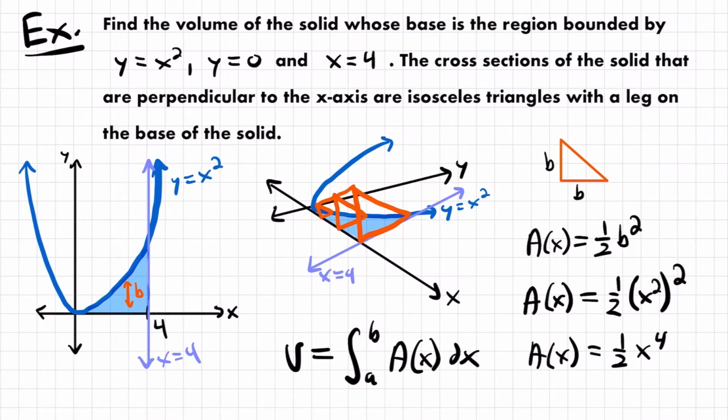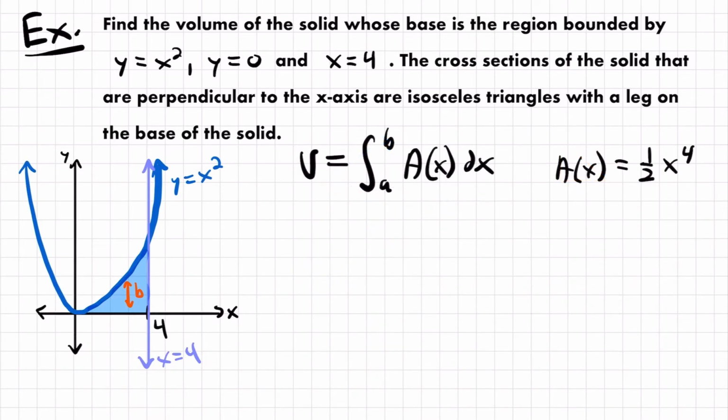All right, and so if we clean up our work here, we can now set up a definite integral to represent the volume of our solid in this example. We already determined the cross-sectional area. Now we just need to determine our bounds of integration. And so our bounds of integration are going to be the values of x that our region lies between. And so if we look at our region here, it lies between x equals 0 and x equals 4. And so the volume will be equal to the integral from 0 to 4 of the cross-sectional area, which is 1/2 times x to the 4th power times dx.